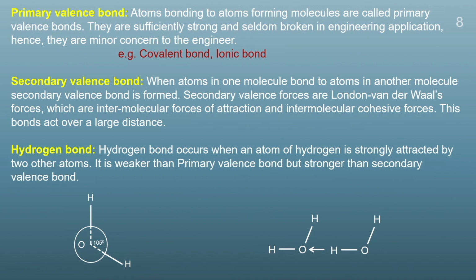Going by the definition, the primary valence bond is an atom bonding to another atom. Examples are the covalent bond and ionic bond. These are very strong in nature and seldom broken down in engineering applications. Therefore, we will not be considering this one.